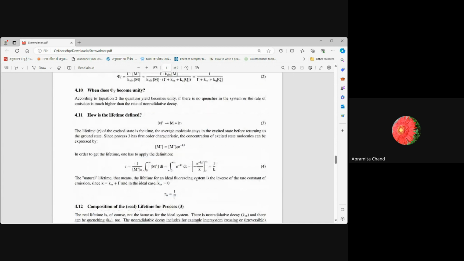Now, how is the lifetime defined? What is the lifetime of the fluorescence spectra, the lifetime of the excited state? Suppose a molecule has been excited to a particular state, M star, and then it returns to its original state with emission. The lifetime is defined by the expression tau. The lifetime of the excited state is the time the average molecule stays in the excited state before returning to the ground state.